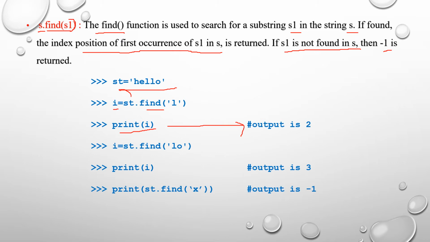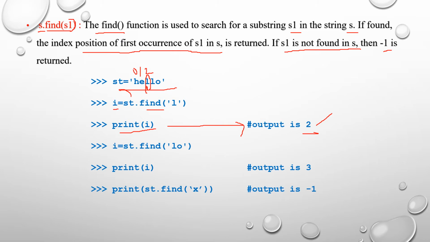So it will return the index value. So here this is the l, and l occurs here. The position of this l is 2. So h is 0 and e is 1 and the first l is 2. So output is 2. Let's consider one more example.